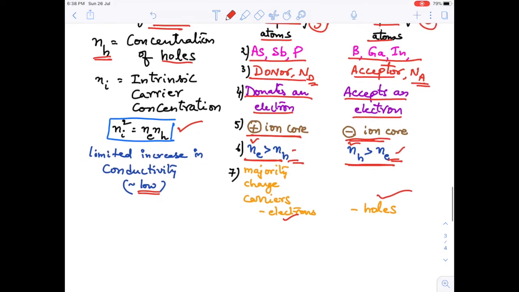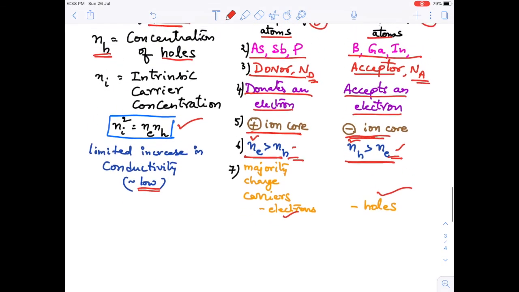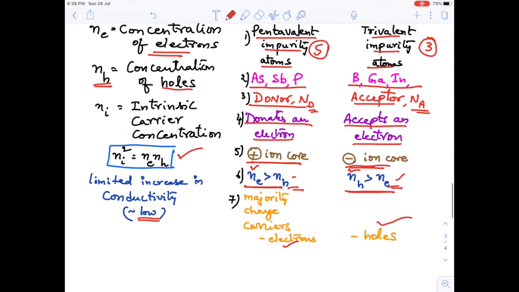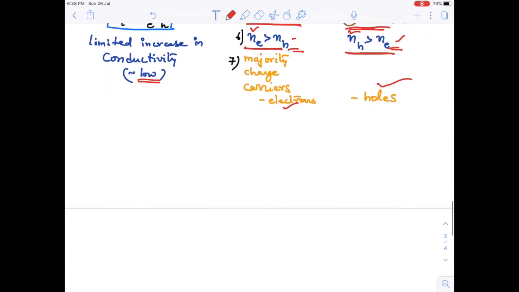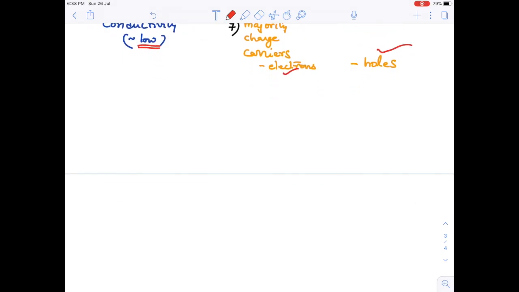Now with this understanding, in my next video I will discuss in detail what these n-type and p-type extrinsic semiconductors are. Until then, keep watching, keep learning.